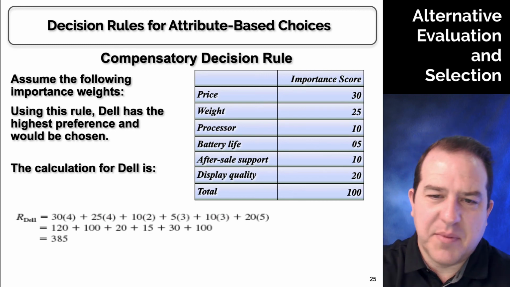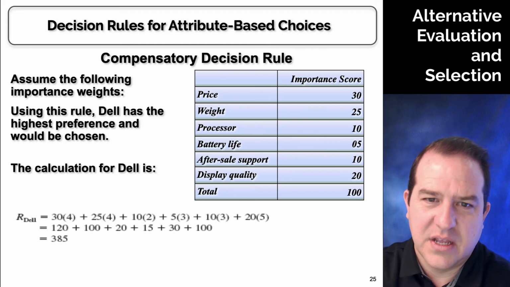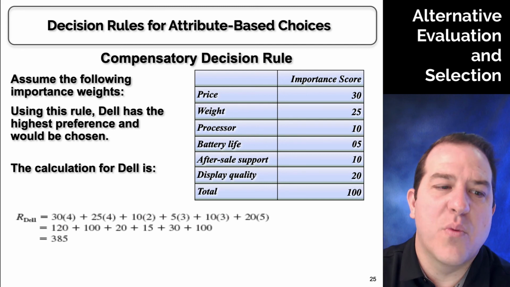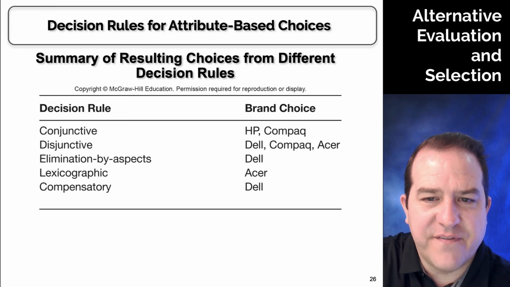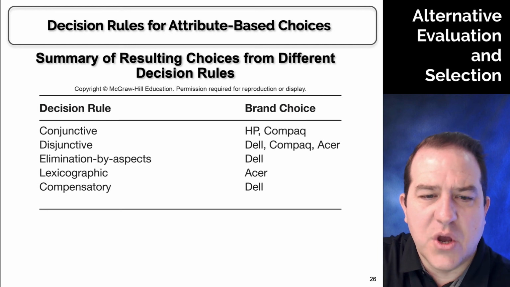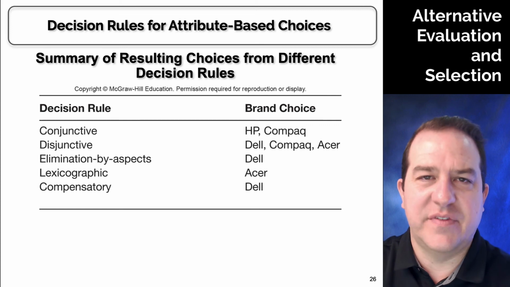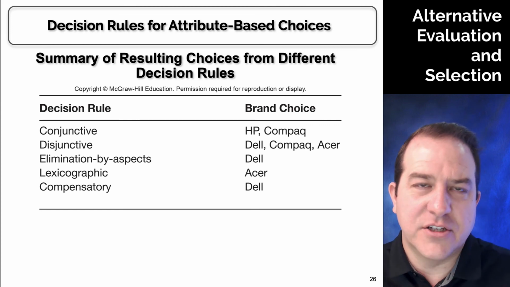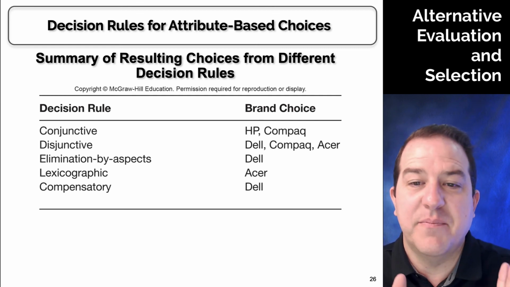Now the calculations down below, you can go through and do this. This is a weighting measurement. You take all those scores and you multiply them by this weight. And you're going to come out with a score. Now, doing that, the calculation for Dell's 385. So we can see that we come up with different answers to each of these using different techniques. So if we use the conjunctive rule, we would buy an HP or a Compaq. If we use the compensatory, we'd buy a Dell.